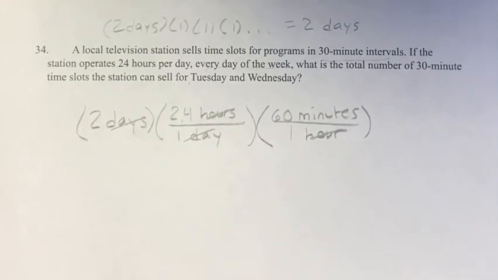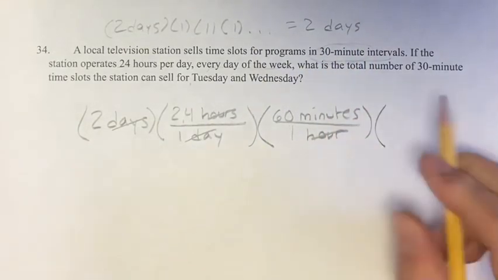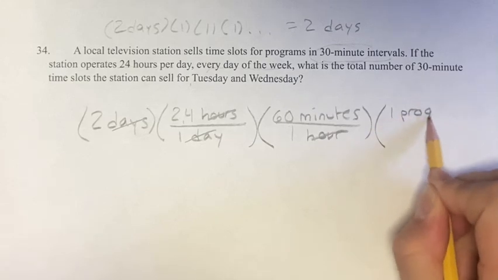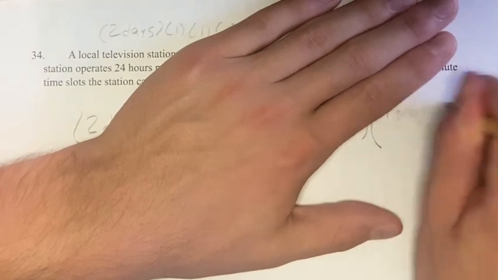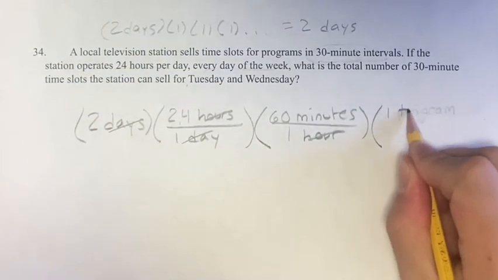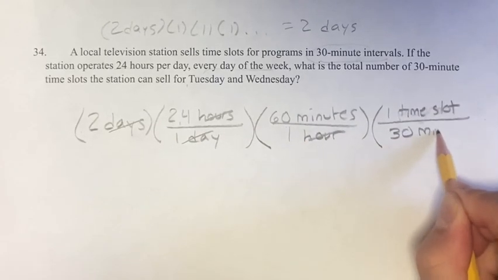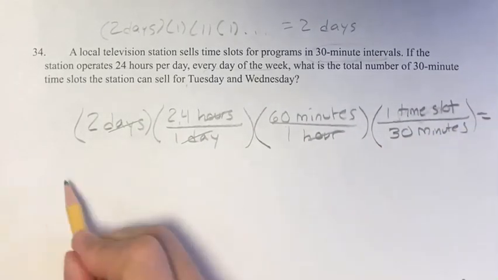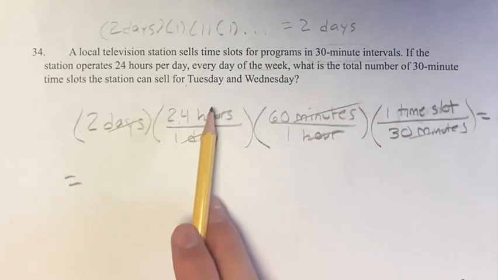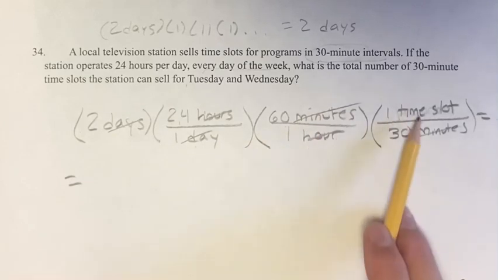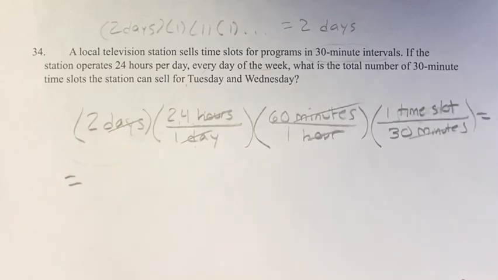And that's helpful, but we're not looking for how many minutes, we're looking for how many 30-minute periods there are. So we have to say, okay, for one program, or for one time, they call it time slots, so we can call it time slots. For one time slot, it's going to take up 30 minutes. And this is going to give us the number of time slots because the minutes cancels out. And again, this is multiplying 2 days by something over itself, something over itself, something over itself. So this is times 1, times 1, times 1, and the value of the amount of time has not changed.